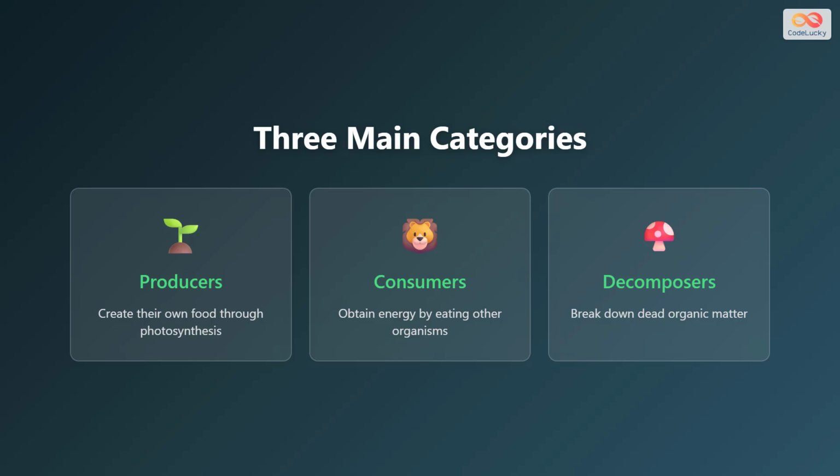All organisms in an ecosystem can be grouped into three main categories based on their feeding behavior. First, we have producers, which are organisms like plants that create their own food through photosynthesis. Second are consumers, which include animals like lions that obtain energy by eating other organisms. Third are decomposers, such as mushrooms and fungi, which break down dead organic matter. These three categories work together to maintain the balance and flow of energy in every ecosystem on Earth.